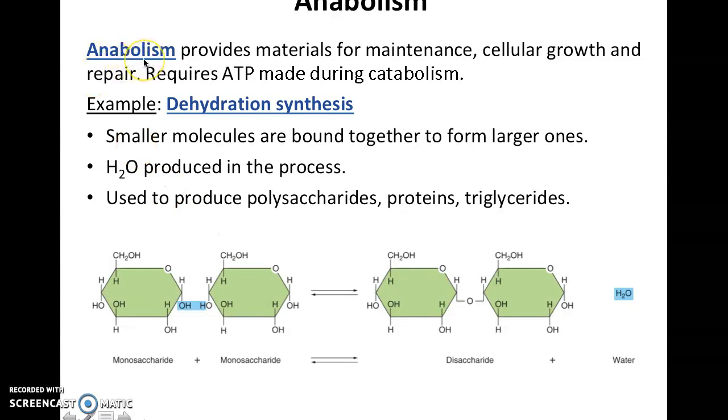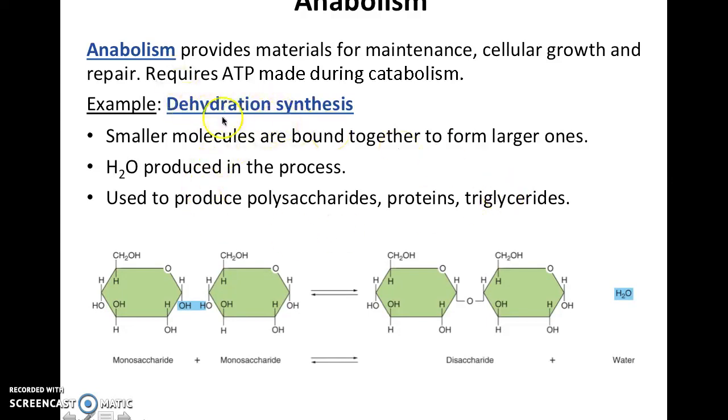In anabolism, it requires ATP, which is made during catabolism, and it provides materials for maintenance, cellular growth, and repair. So anabolism builds up the body. Catabolism breaks down larger molecules, like the food molecules that you eat, into smaller molecules that you can then use to make your body.